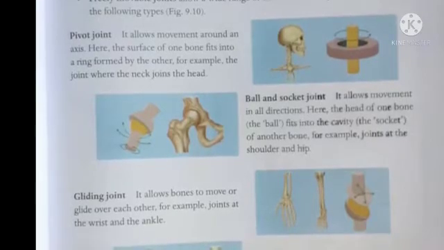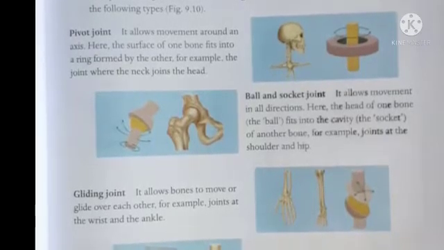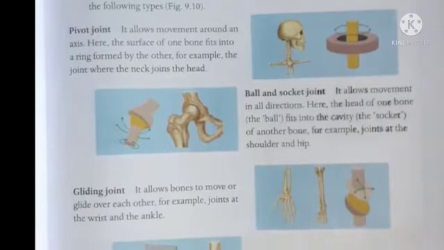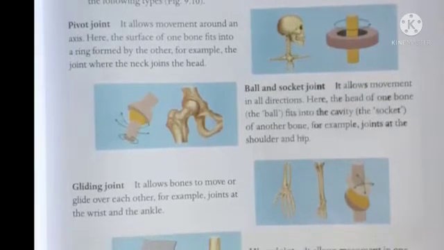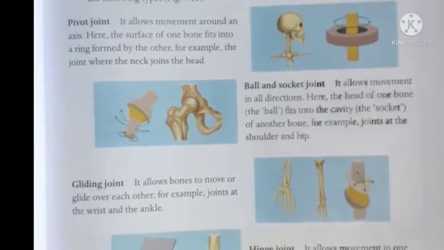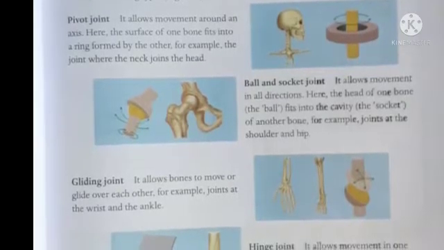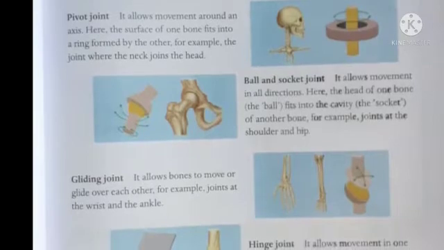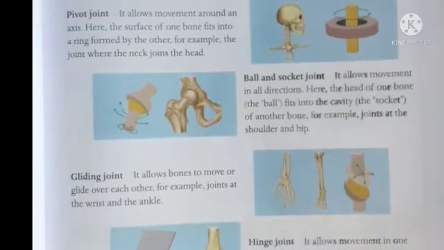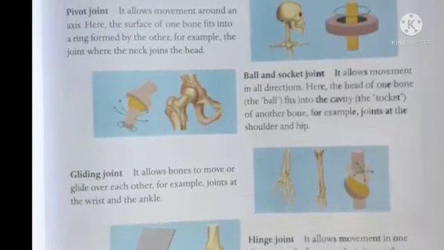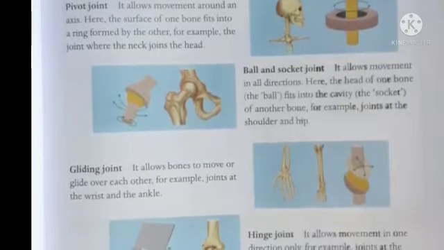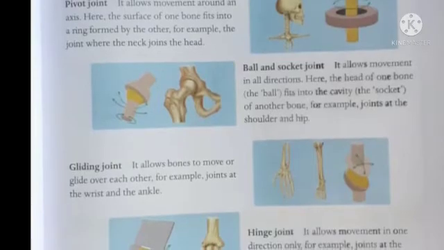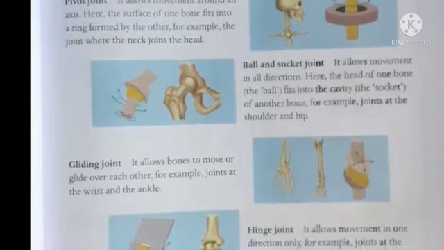Now the second joint is the ball and socket joint. It allows movement in all directions. Here, the head of one bone fits into the cavity or the socket of another bone. For example, the joints at the shoulder and hips. Here, you can move your hand in a 360-degree manner, which means in all directions.